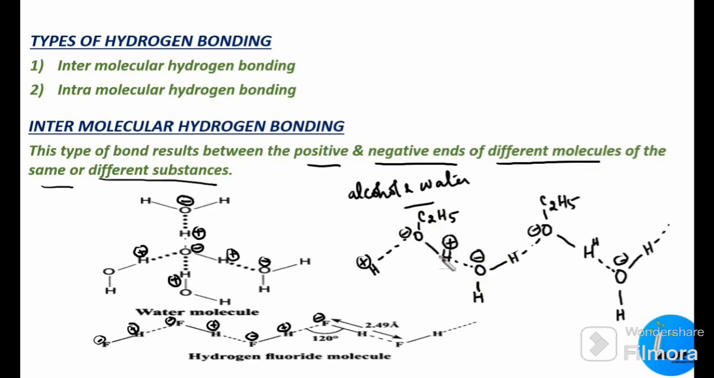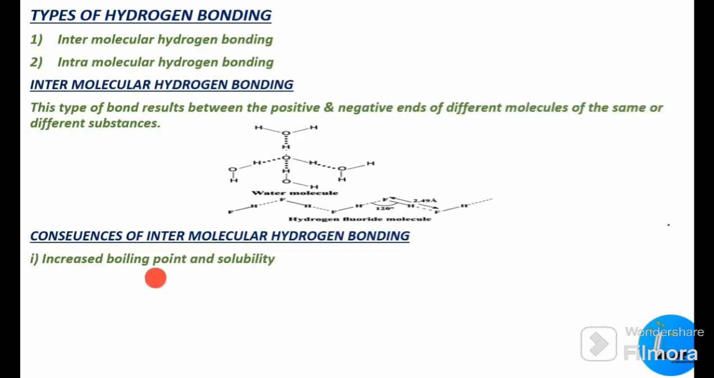Okay. So next we are going to see the consequences of this intermolecular hydrogen bonding. First one is the increase in boiling point and solubility. Actually this type of bonding increases the boiling point of the compound and its solubility in water. The reason for the increase in boiling point is the association of several molecules in the compound. For example, see here why the boiling point is increasing.